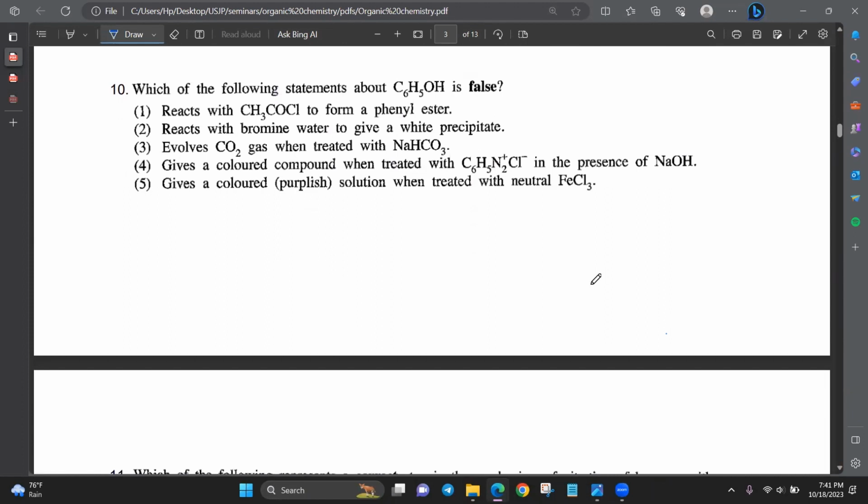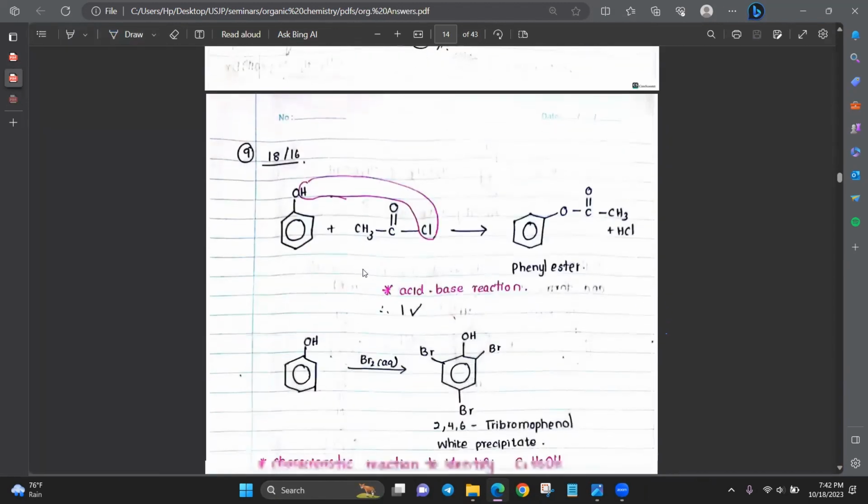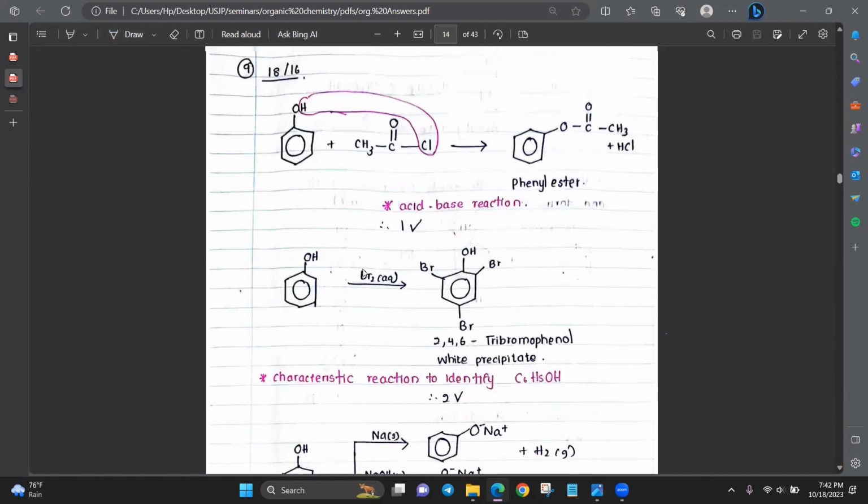Right. Then the 10th question: which of the following statements about phenol is false? Okay. This is phenol, right? C6H5OH is phenol. Now we have to find the false statement. Okay, let's go to the analysis.